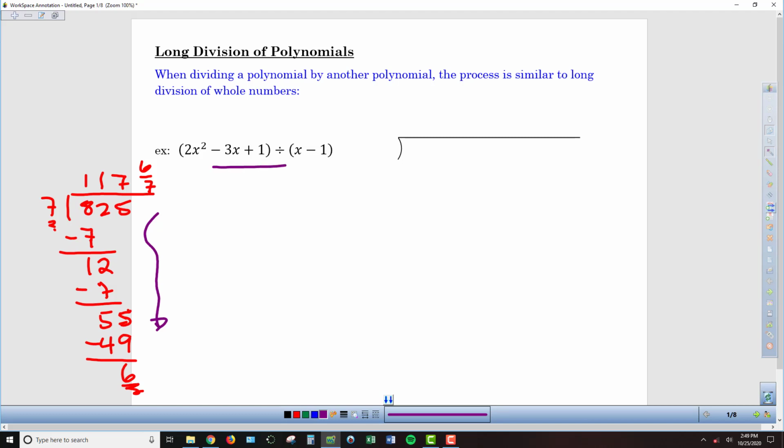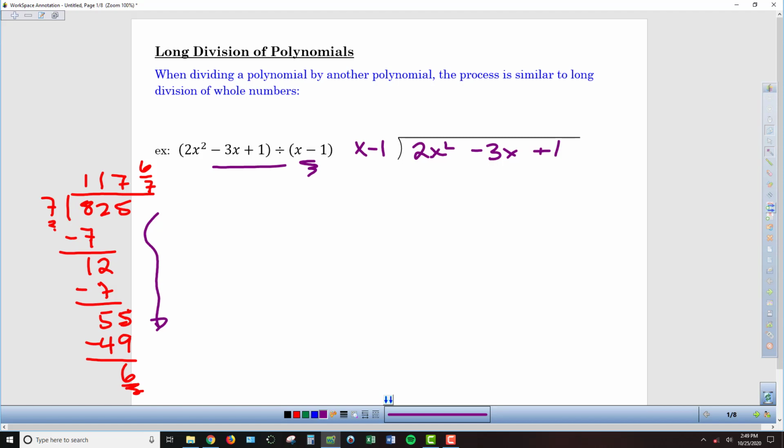So in my long division box here, my divisor, the x minus 1, goes on the outside here, and then I put the dividend on the inside. So I've got 2x squared minus 3x, and then plus 1. Now there are some differences in our approach and some of the way we describe the language of what we're going to do, but in principle the algorithm is the same.